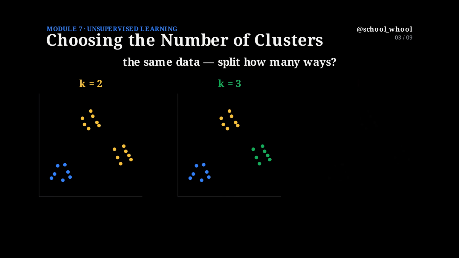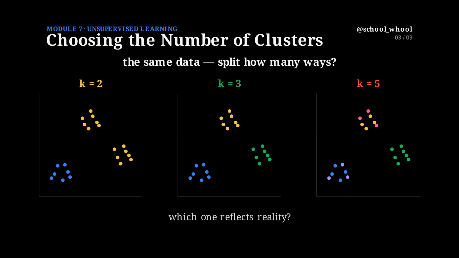Here is the trouble. The very same customers can be split into 2 groups, or 3, or 5. K-means will obey whatever K we hand it. So which one actually reflects the real structure? Let's look at what goes wrong at the extremes.